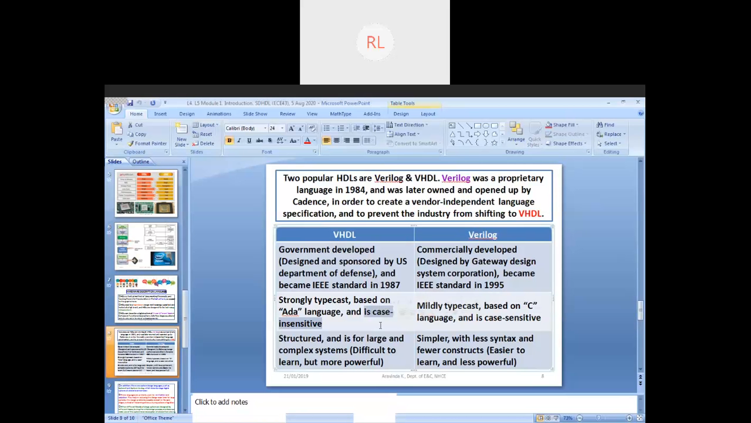Now here it is structured and is for large and complex systems. So if you're having a large system in mind, then you can go for VHDL. Now here in Verilog, it is very simple, with less syntax and fewer constraints. So the rules involved in VHDL are very high compared to the rules involved in Verilog. You will see them one by one. We will discuss how VHDL has n number of rules, and Verilog has made it simple in determining how things need to be worked out.